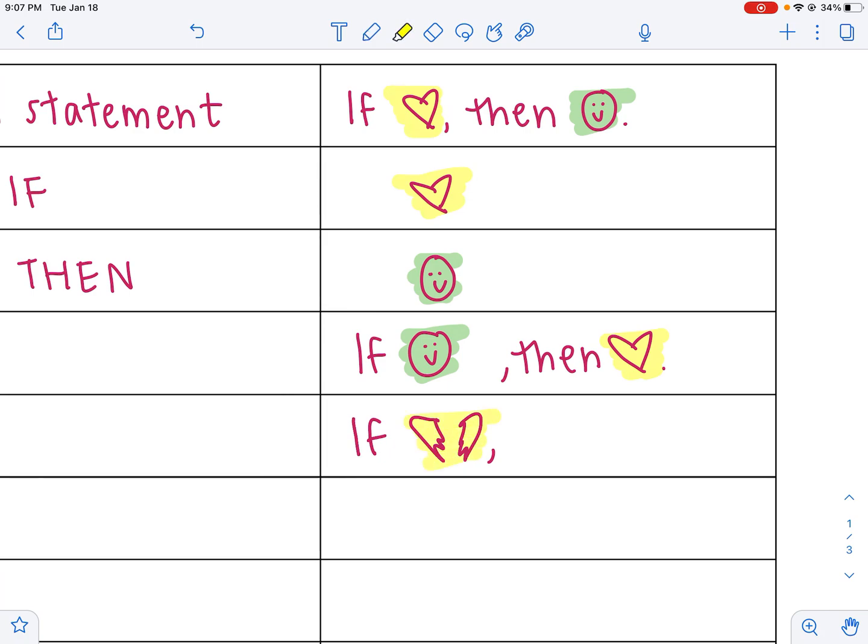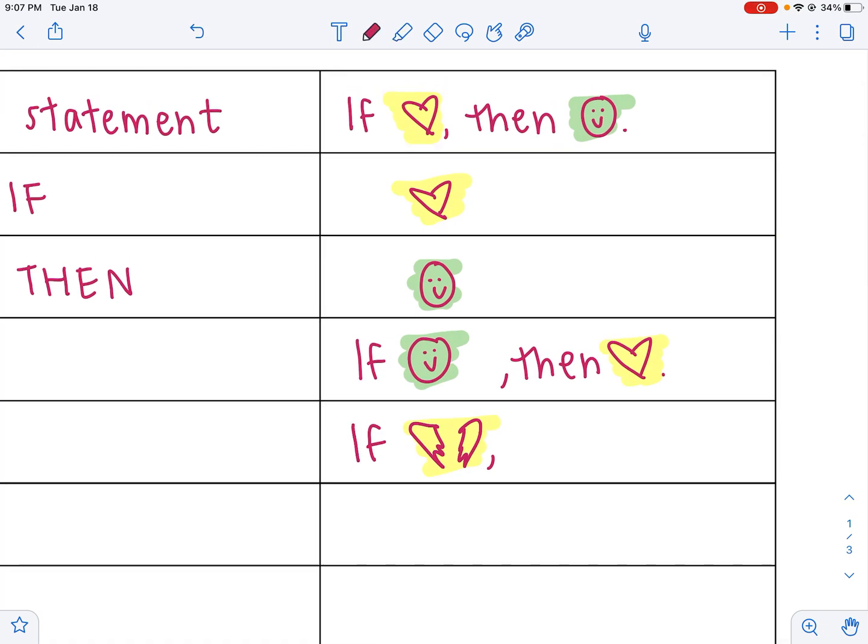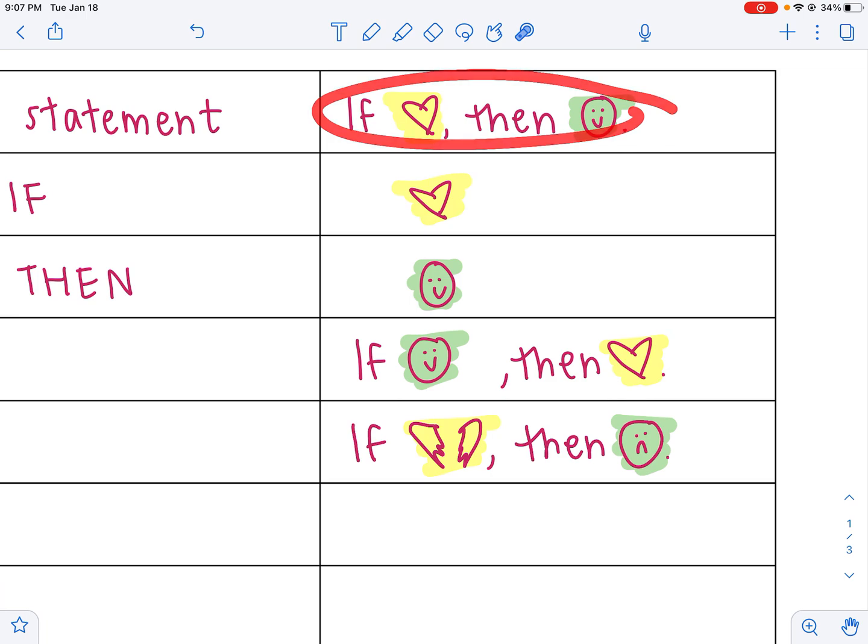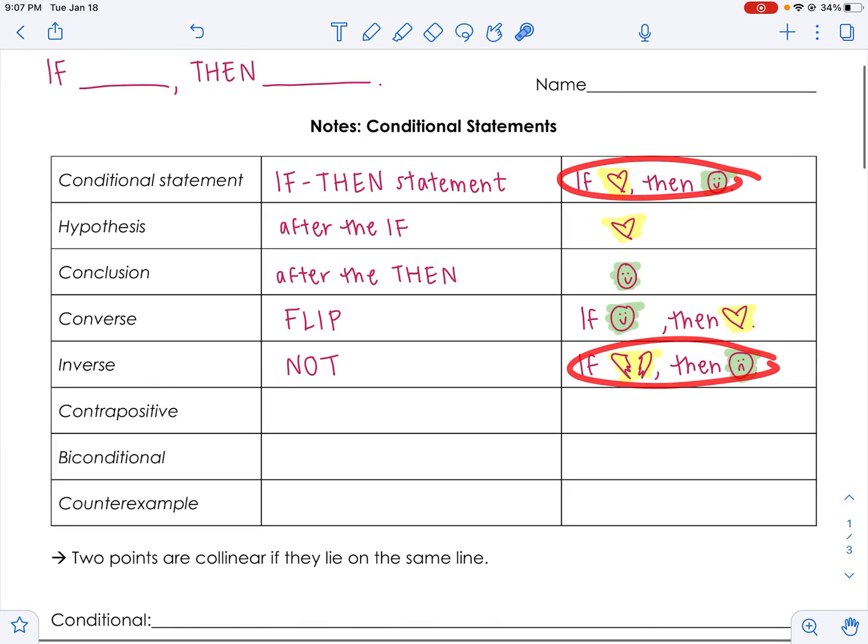So when I negate or when I not the statement, I'm not changing the order. I'm keeping everything the same, but now I'm putting a not or the opposite. So for example, if it is raining, if it is not raining, if she passed the test, if she failed the test, I'm thinking opposites. And if the heart is broken, then we'll think if it's not happy, then it's going to be a sad face. But notice that I didn't change the order at all. So I'm always going back to my original statement.